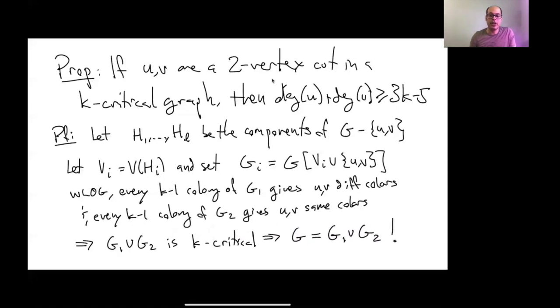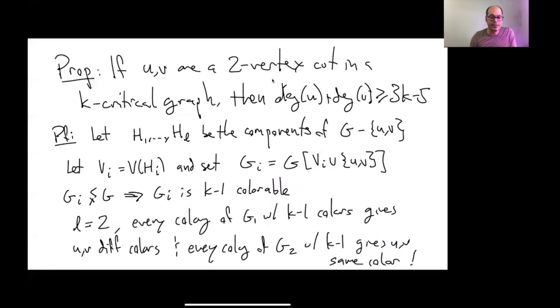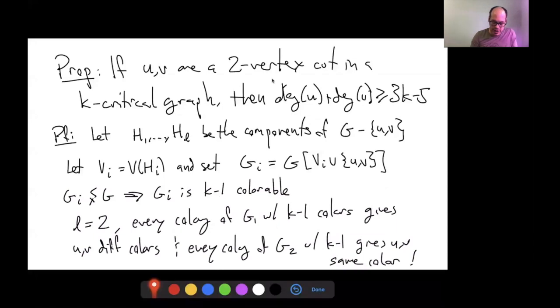Actually, what does that tell us? That tells us that there's only two pieces. This L, which was the number of pieces, is actually 2. And these two pieces of the property, the first one, every way to color it with k minus 1 colors has u and v having different colors. For G2, every coloring gives them the same color with k minus 1 colors.